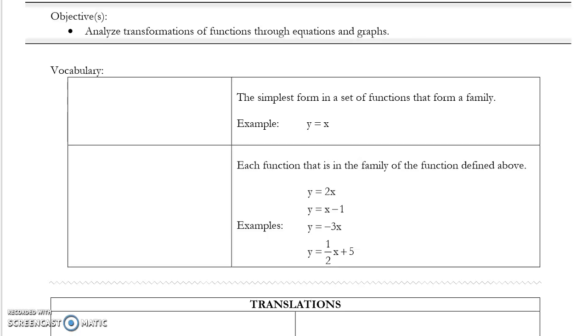So with that said, in this section, it's section 2.16 in our book, we're going to cover this and talk about this over 2 days. Today's objective is to analyze transformations of functions through equations and graphs. So the two real big key vocabulary words that we're going to have are, first and foremost, a parent function.